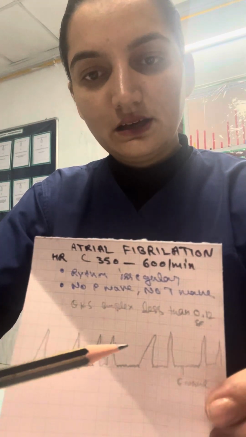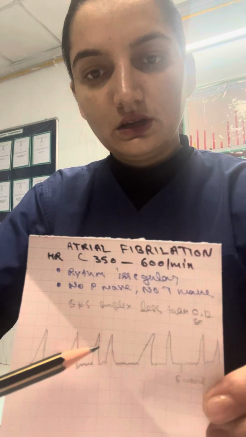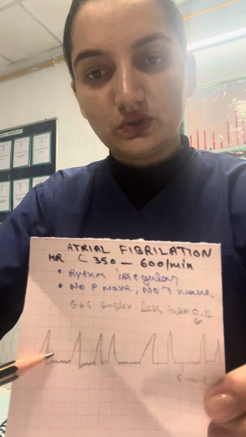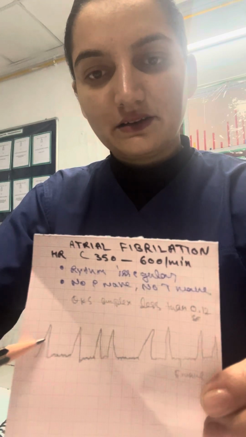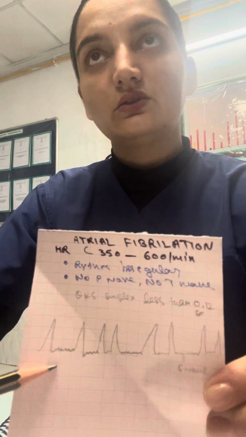As you can see, there is only one box between the RR interval here, here there are 2 boxes, here there are 2-3 boxes. So this is atrial fibrillation, in which there are fibrillatory waves and no P waves.